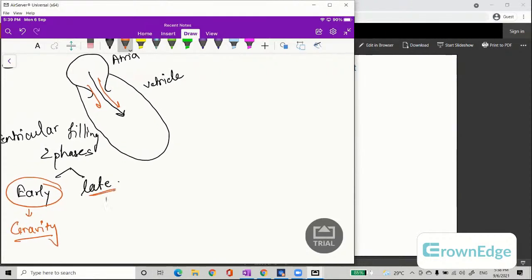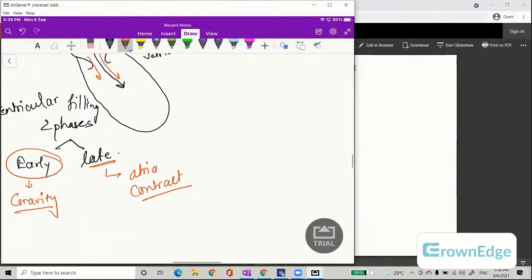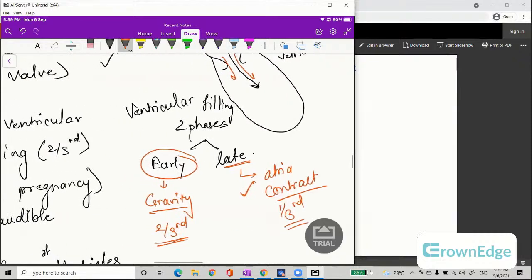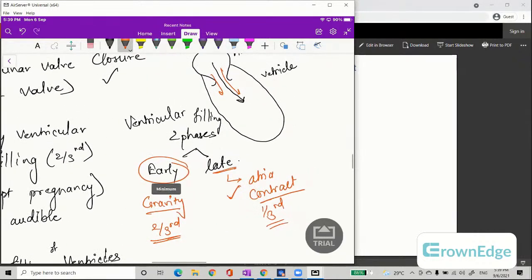And what about the late filling? Remember, at the late filling, the atria contract. So almost all the blood goes in the early filling. I told you that 2/3 filling will occur during the first phase and the rest of the 1/3 filling will occur during the late phase in which the atria is contracting, right? So that's why in the late filling, the atria will be contracting.